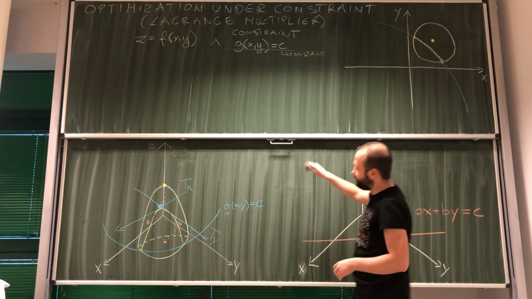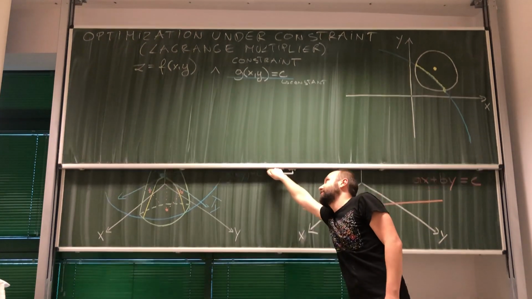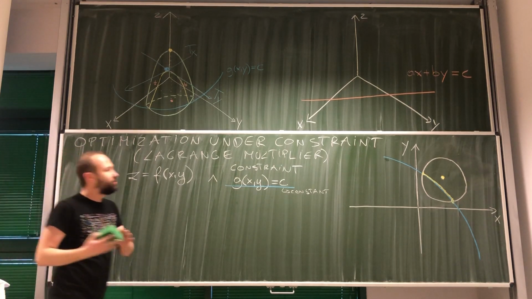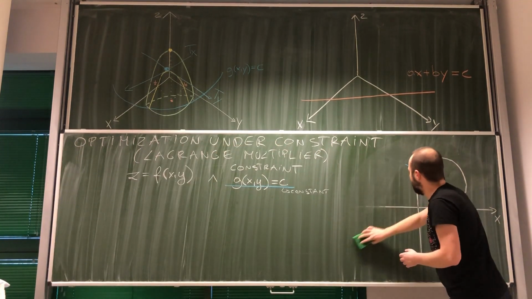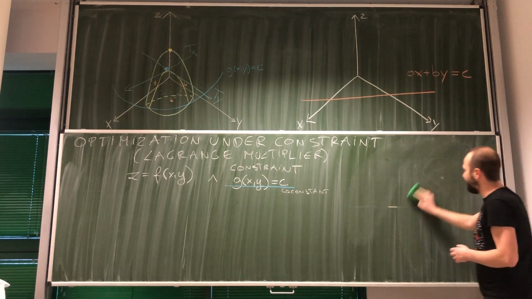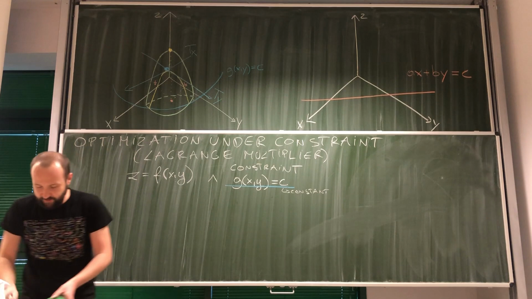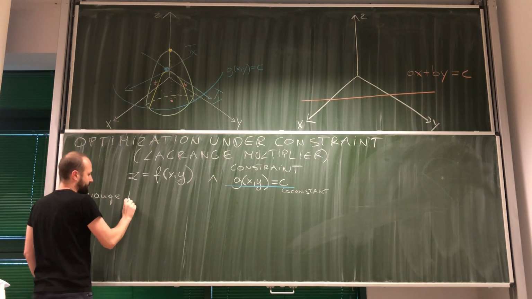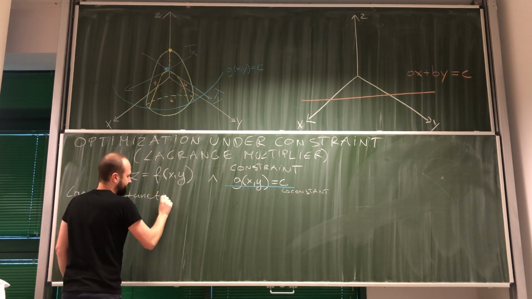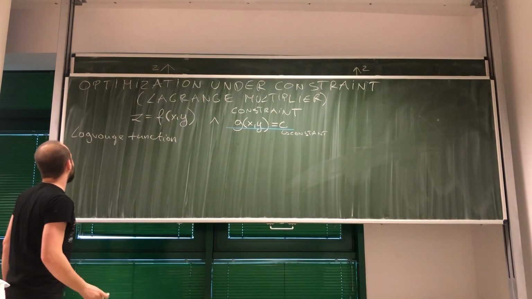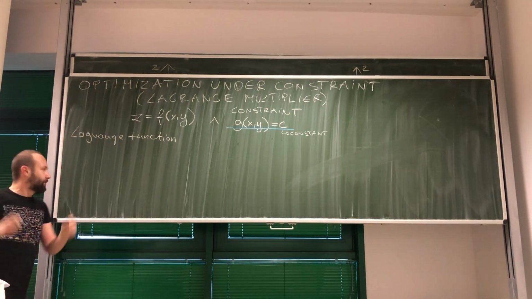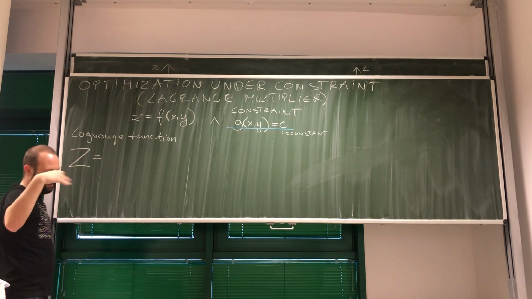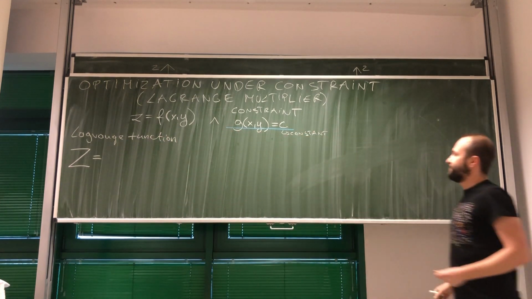Okay, so how could we do it? As it turns out, there is a very, very simple trick to achieving this goal. Let me illustrate. First, we're going to build the Lagrange function. So what am I going to do? I'm going to replace lowercase z with uppercase Z, capital Z.